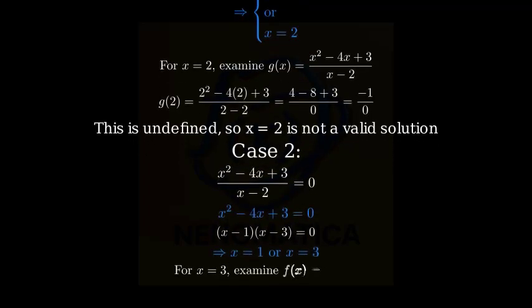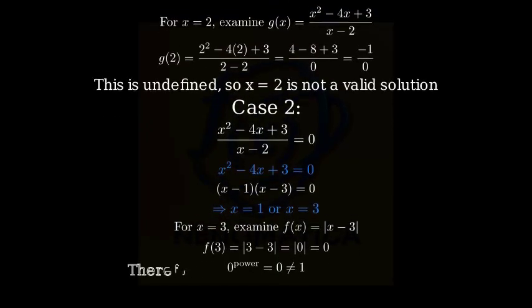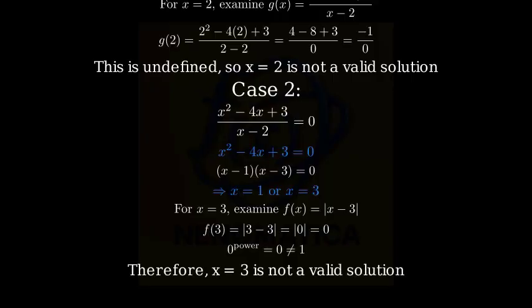For x equals 3, the absolute value of x minus 3 becomes the absolute value of 0, which equals 0. At this point, we would have 0 raised to some power equal to 1, which is impossible since 0 raised to any power is 0, not 1. Therefore, x equals 3 is not a valid solution. Let's check x equals 1.